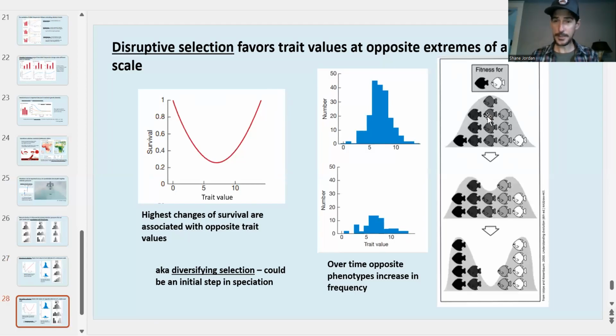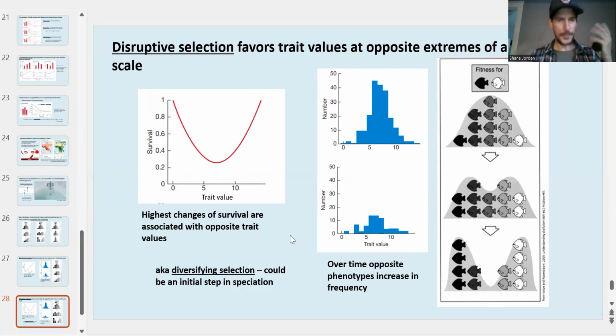And over time, selection is now favoring either increasingly darker colored fish or increasingly lighter colored fish in subsequent generations. Then some number of generations later, we see that both dark colored and light colored fish have come to dominate this population in terms of their abundance. This is represented again with these graphs, where over time opposite phenotypes are increasing in frequency. We went from a sort of normal distribution to having the distribution flattened out, and ultimately we might end up with a bimodal distribution in this scenario.